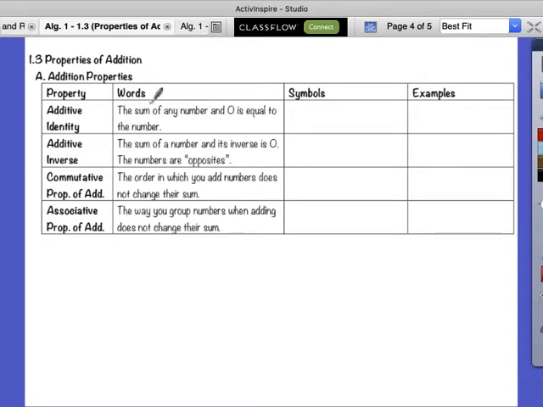The additive identity is just saying that the sum of any number and 0 is equal to the number. Basically, if you add 0 to anything, you just get the original number. It's called the identity because if you add 0, it doesn't change it. Like if I change clothes, does it change actually who I am? No, unless I'm like Batman and I put on the mask or something like that.